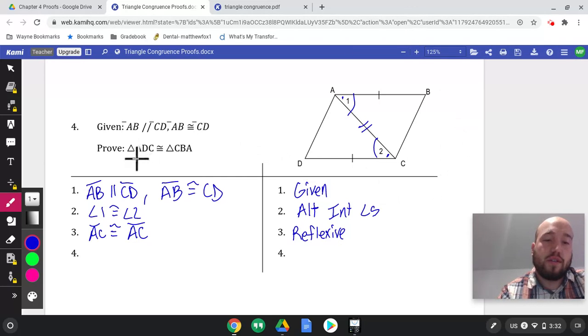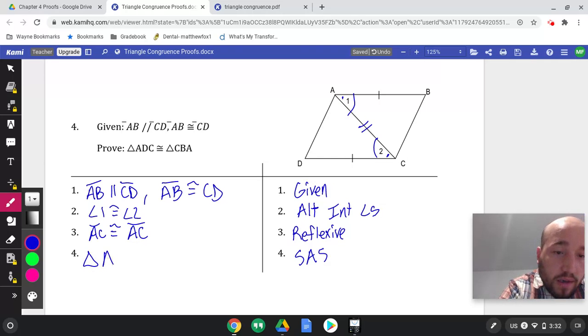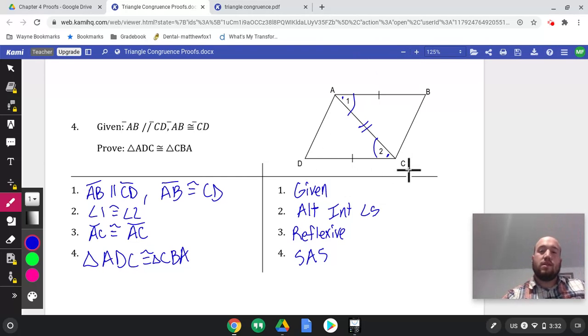And so in conclusion then, I have a side, an angle, and a side. So by SAS, side angle side, I can conclude that triangle ADC is congruent to triangle CBA. Forgot the triangle sign, but yes. So ADC is congruent to CBA.